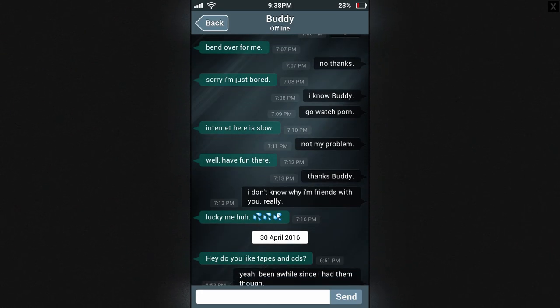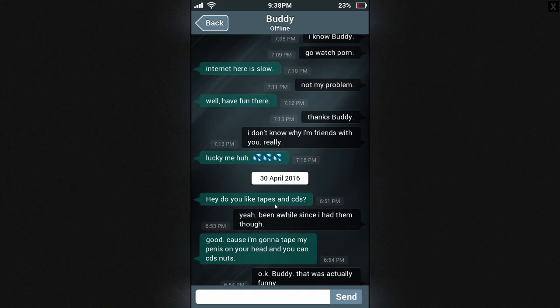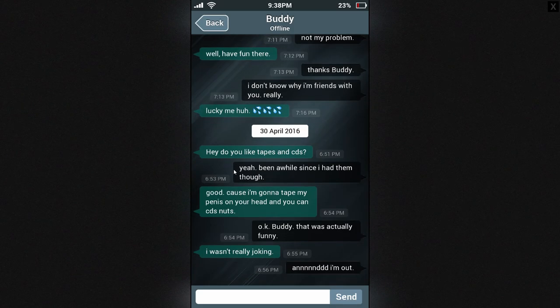Oh, jeez. I'm pretty sure that's not an emoji for sweating or for water, so that's just disgusting.